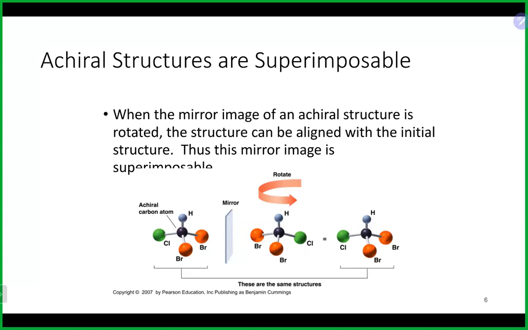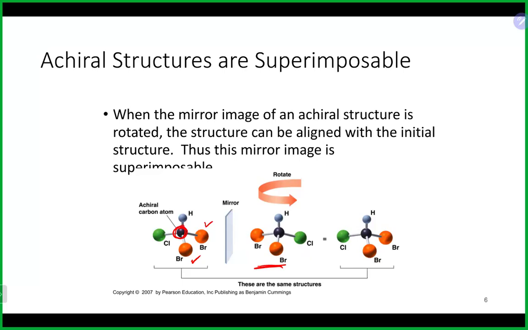So it has at least two groups that are the same. If we take a look at this guy here, this carbon in the middle is an achiral carbon because there are two bromines attached to it. And because there are two bromines attached, you can take the mirror image, which is this guy, and you can successfully just rotate it around and it will fit perfectly on top of the original molecule in this case. And that makes it achiral.